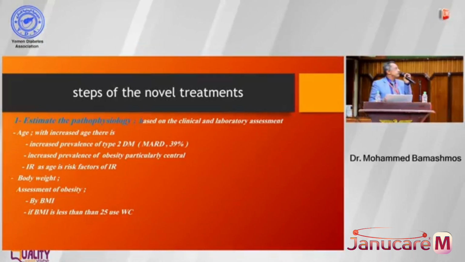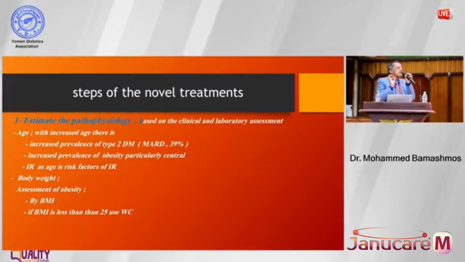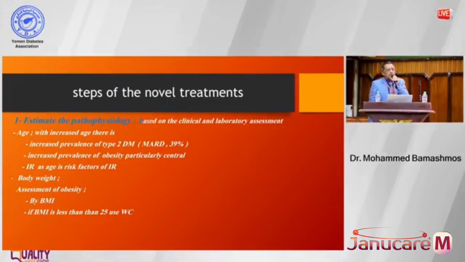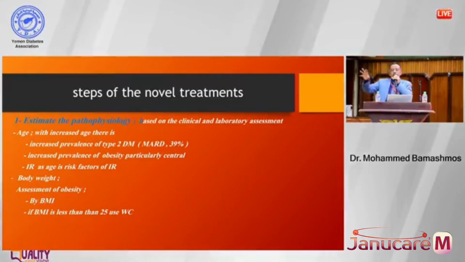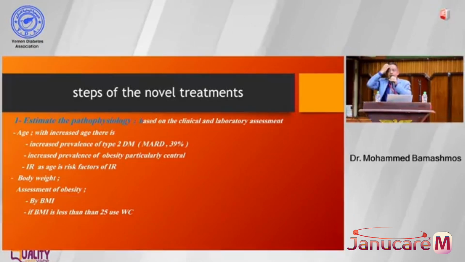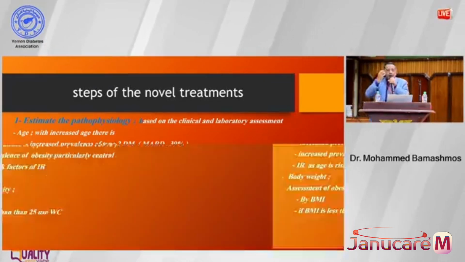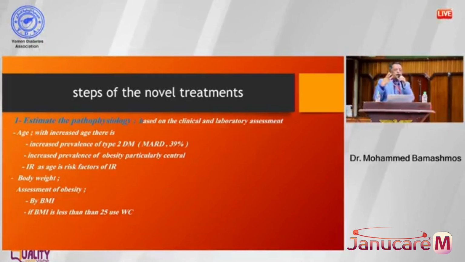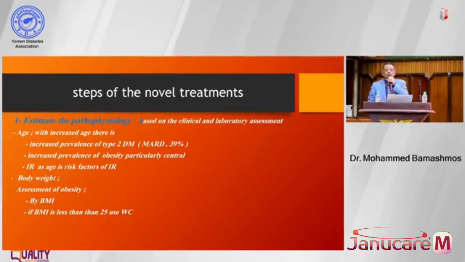So the step for novel treatment: before you start treatment, you have to estimate the pathophysiology, and this is based on the clinical and laboratory assessments. For example, the age. What is the importance of knowing the age of the patient? Because of age-related type of diabetes. Because a patient of old age has a high risk of hypoglycemia, so you have to avoid drugs which have a high risk of hypoglycemia.